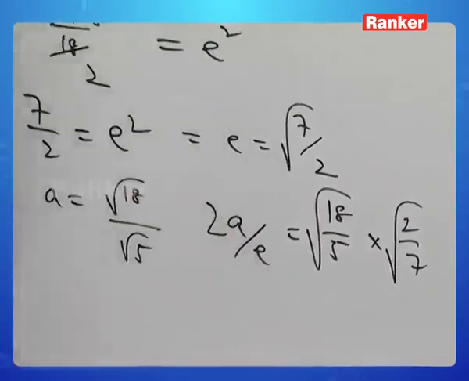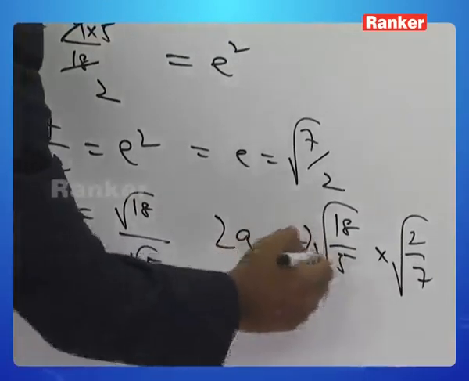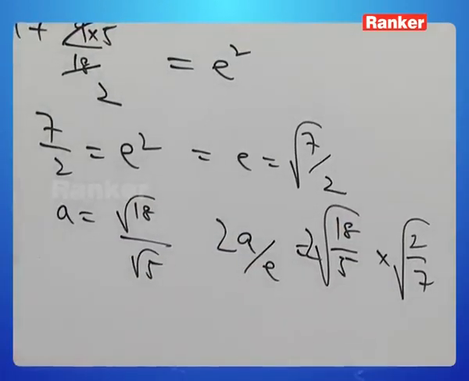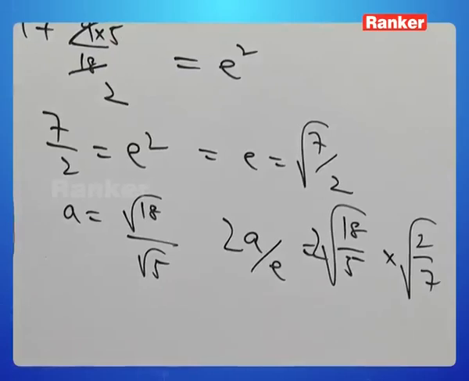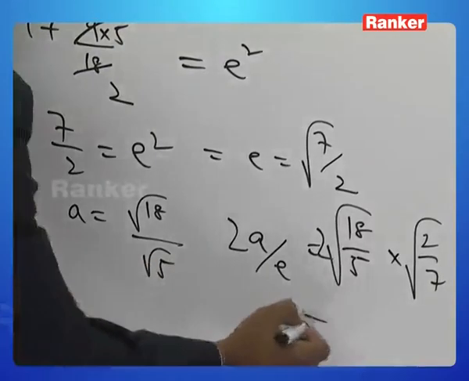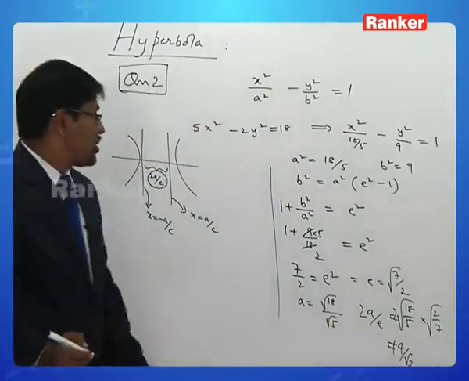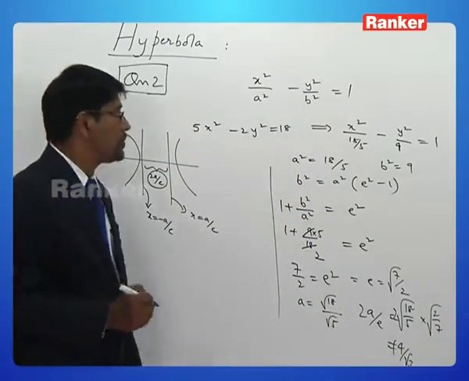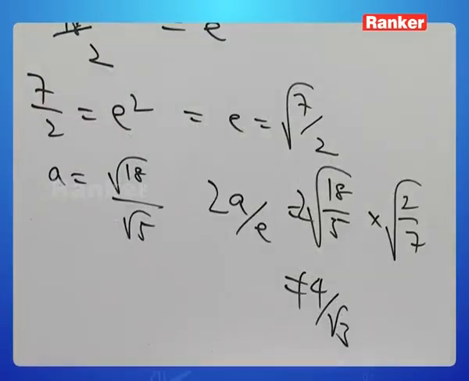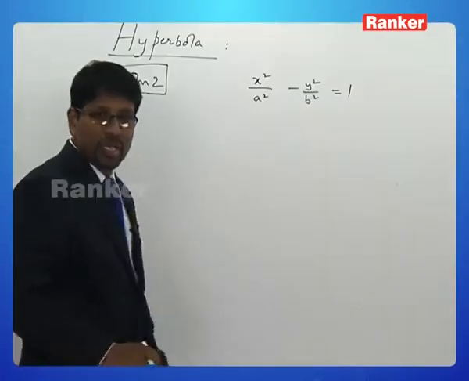2 into that would have given me 2 into this, and that's clearly not equal to 4 by root 3. So the first option is ruled out. Let's move to the second option.